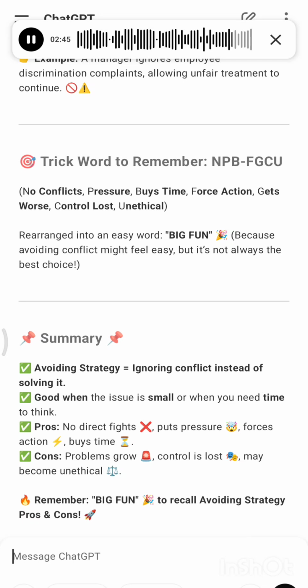Summary. Avoiding strategy: ignoring conflict instead of solving it. Good when the issue is small or when you need time to think. Pros: no direct fights, puts pressure, forces action, buys time. Cons: problems grow, control is lost, may become unethical. Remember, BIG FUN to recall avoiding strategy pros and cons.